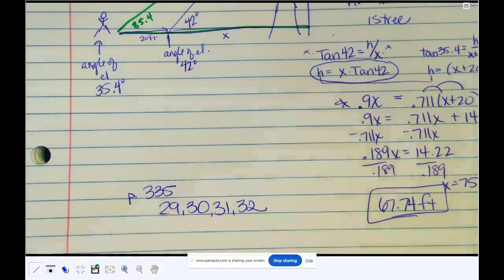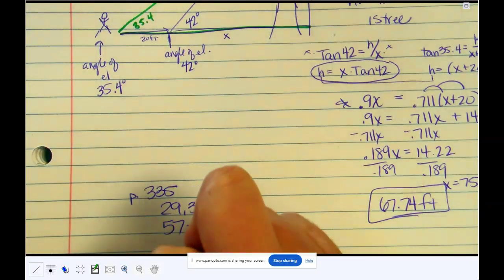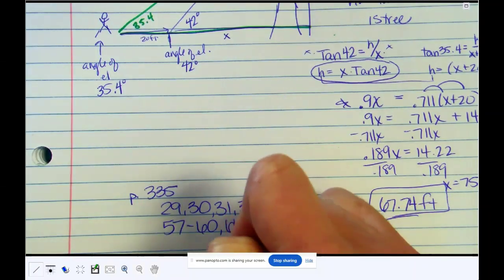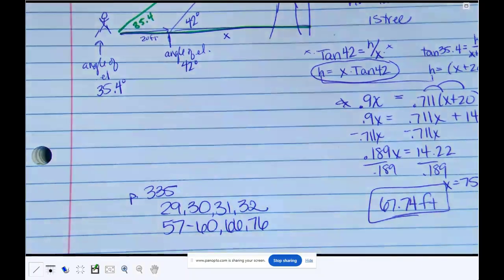I want you to just look at what you're going to be doing so that you're not like, what the heck is this? 57 to 60, 66, 76. Okay.